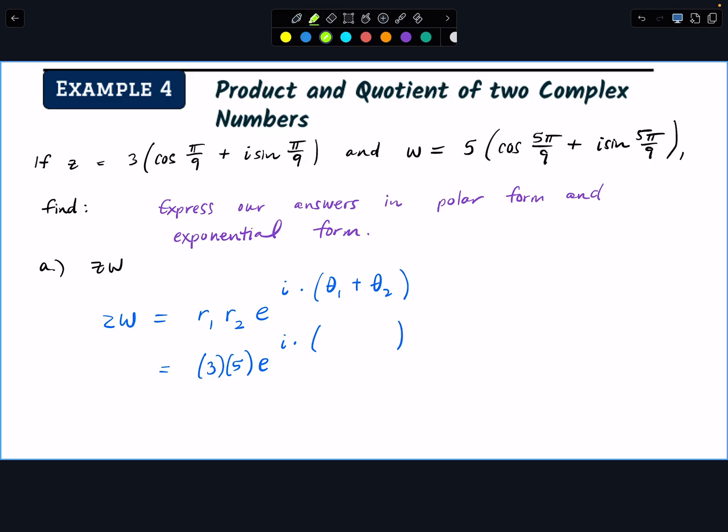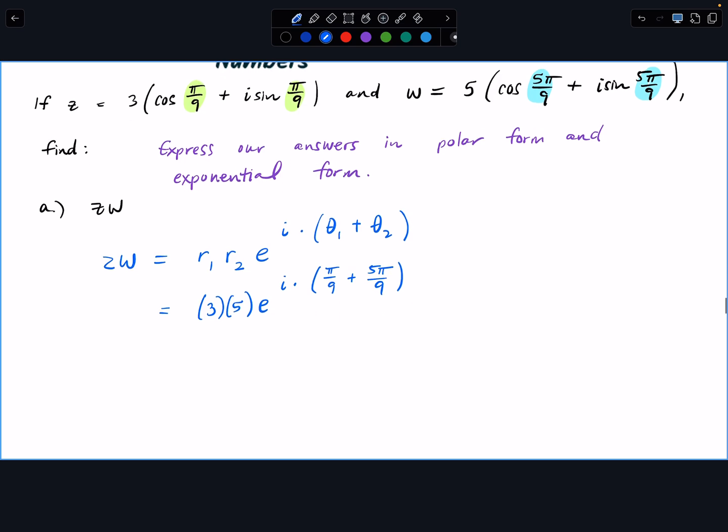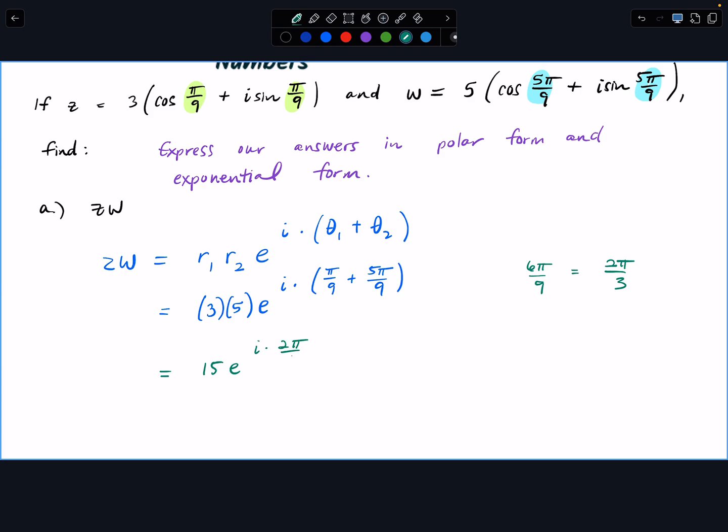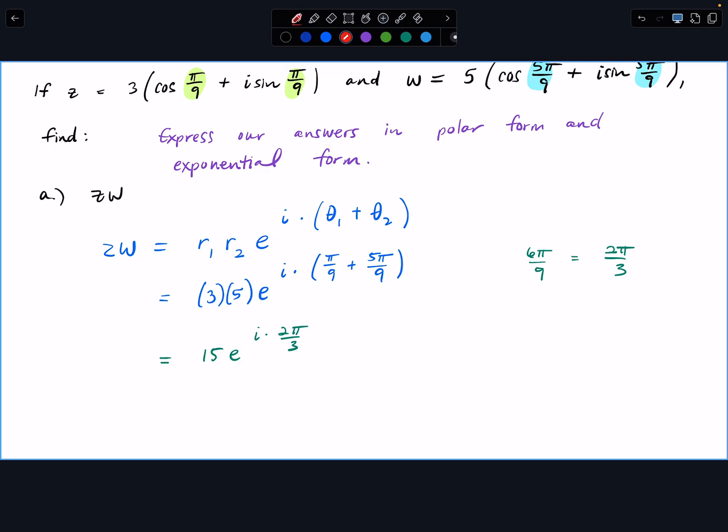So this will always happen in these problems. You guys see how it's the same angle, same angle? And then this right here, it's the same angle and the same angle. So this would be your theta 1, and then this would be your theta 2. So this would just be pi over 9 plus 5 pi over 9. If I add those together, do you guys agree that's 6 pi over 9? But that reduces. What does that reduce to? 2 pi over 3, good. So this is just going to be 15 e to the i times 2 pi over 3. So this right here is our exponential form. So this is our answer.